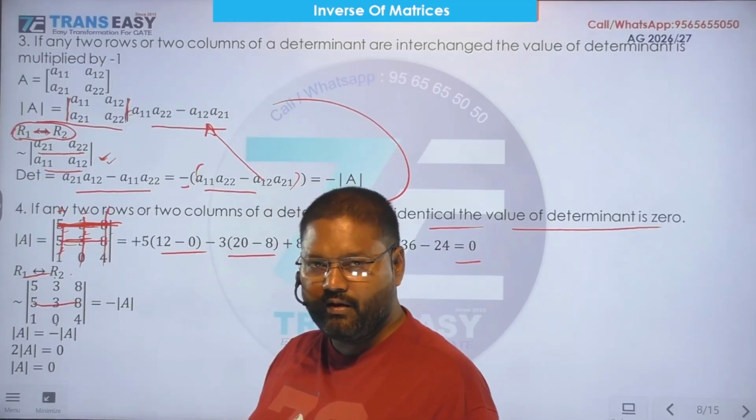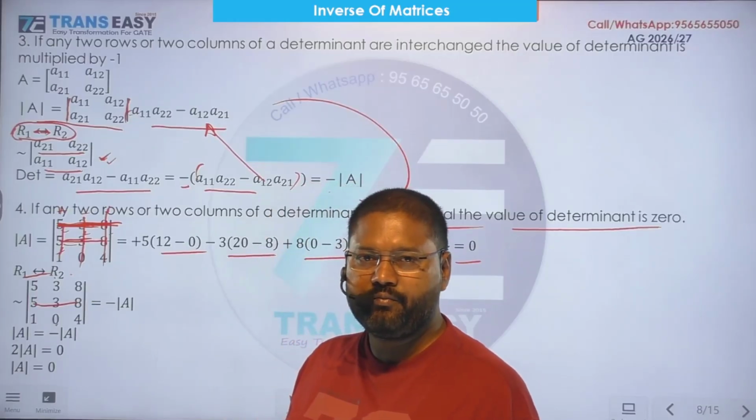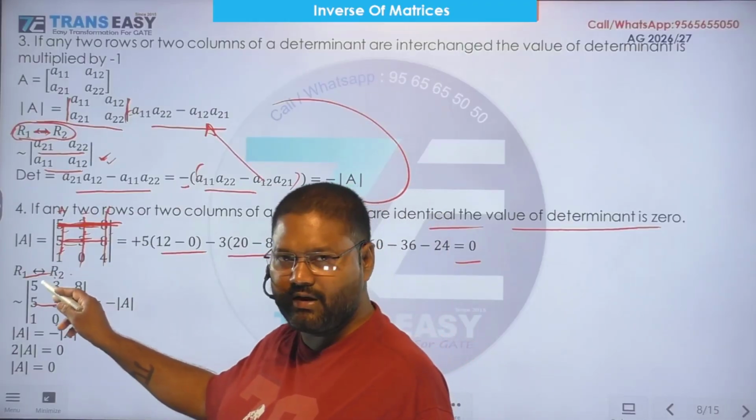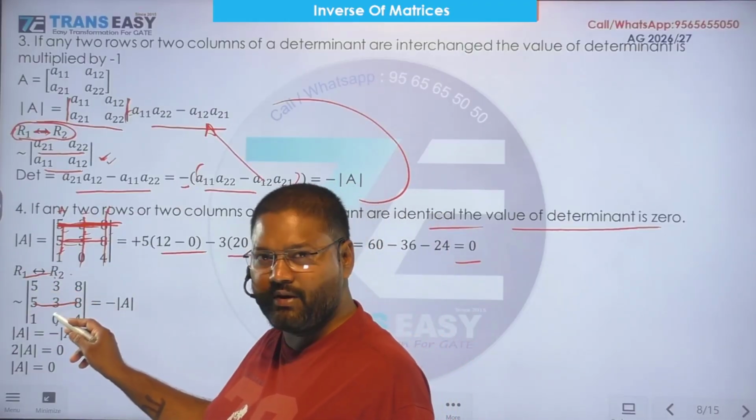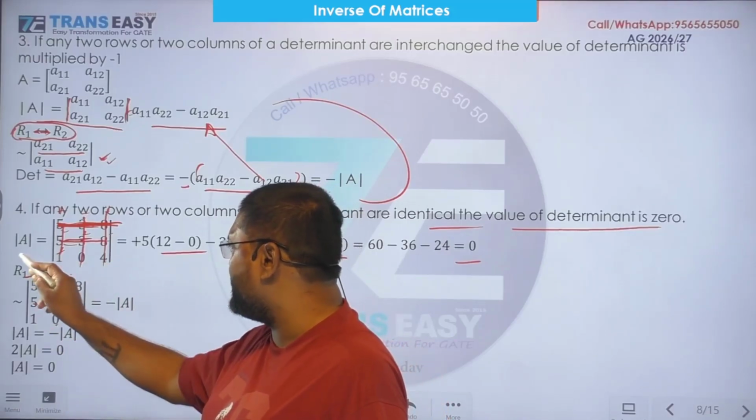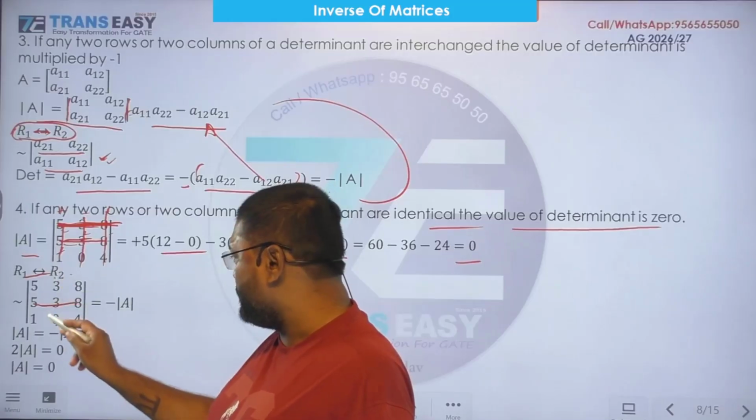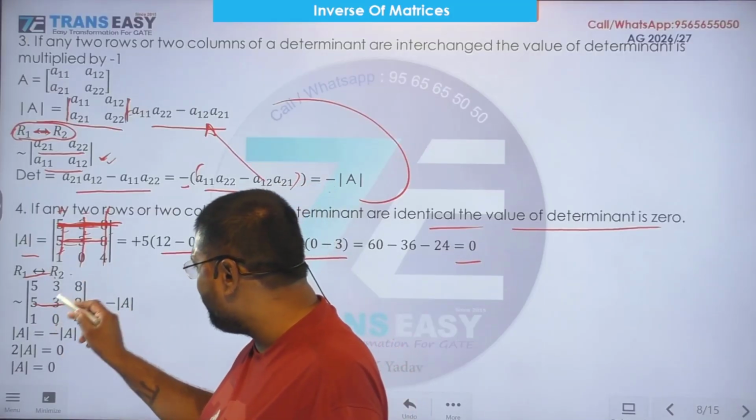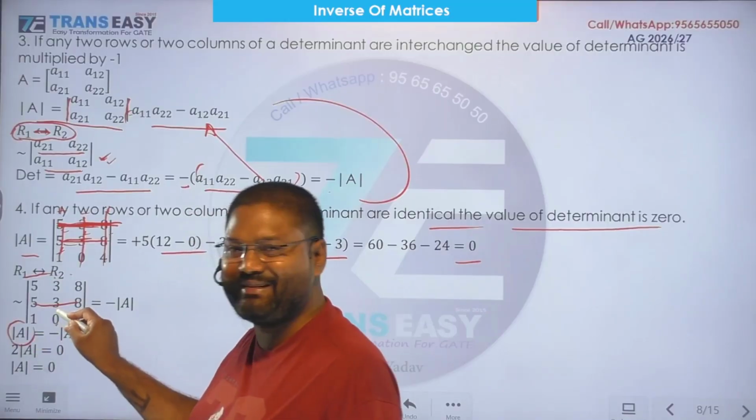And we know that due to this transformation, its determinant value is the negative of the original determinant. So this is the original determinant, so its value must be minus of this, and this is itself determinant A. This is itself determinant A.